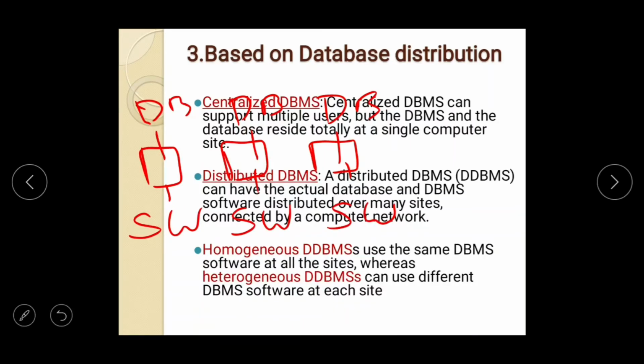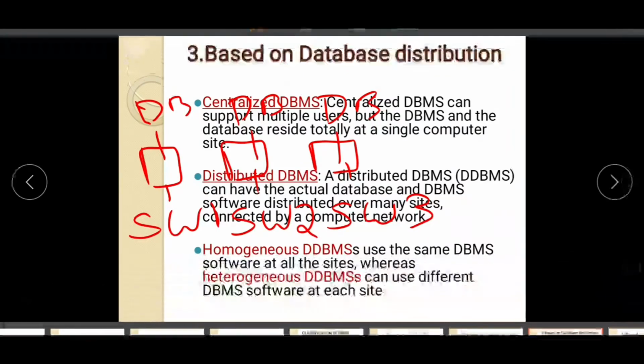Here all are having the same software. Software means the database management system. All are having the same database management system software. But in the case of heterogeneous, what is the case in a heterogeneous distributed database management system? It uses different DBMS software at each site. So each site will be having different software. The first site will be having software 1, the second site will be having software 2, and the third site will be using software version 3. This is called a heterogeneous distributed database management system.